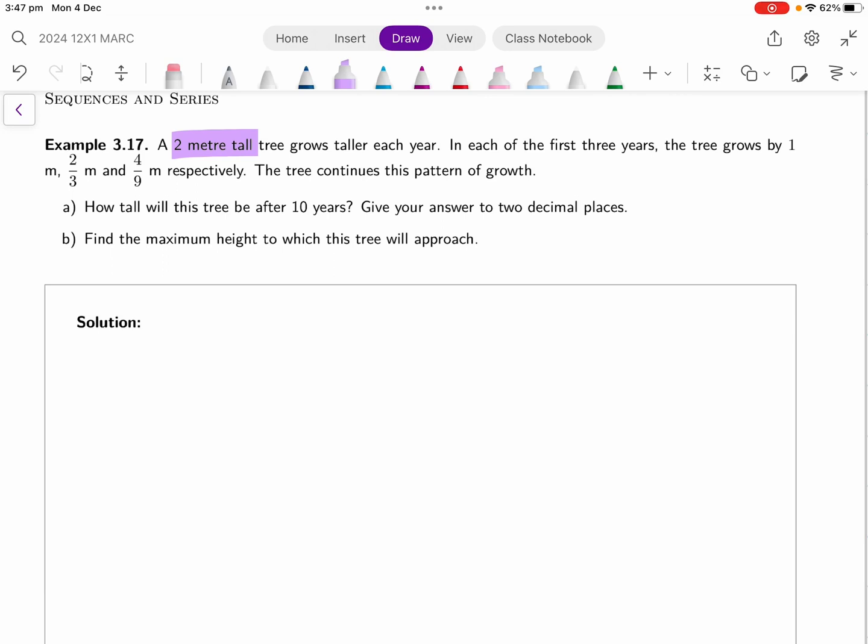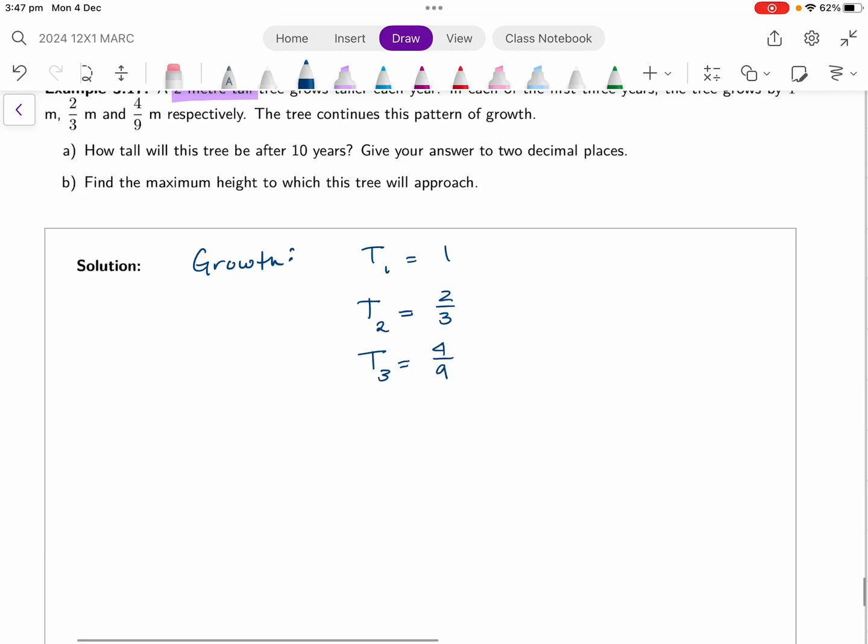And each of the first 3 years, the tree grows by 1 meter, then 2/3 meters, and then 4/9 meters respectively. So just outlining the growth: the first year it's going to grow 1 meter. In the second year, it's going to grow 2/3 of a meter. In the third year, it's going to grow 4/9 of a meter.